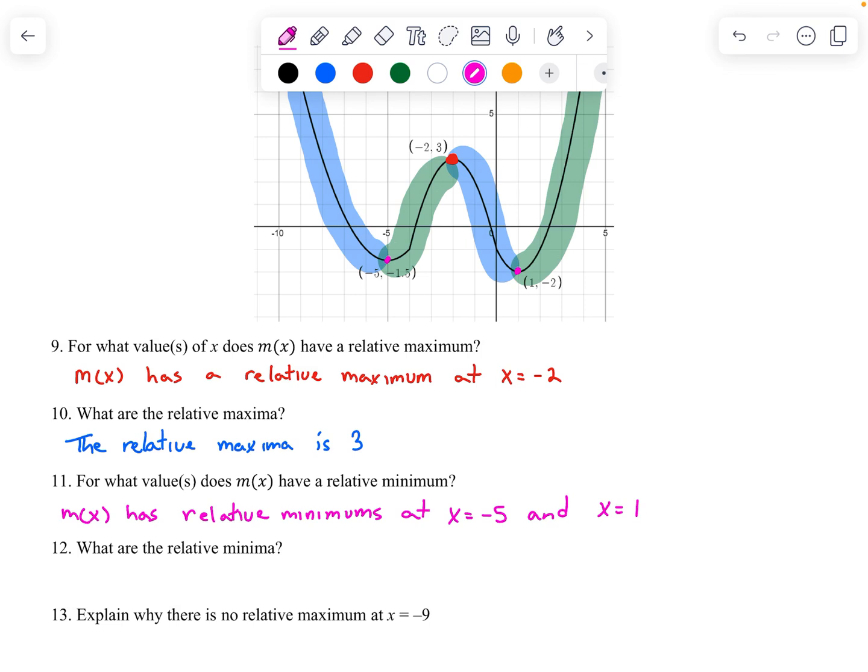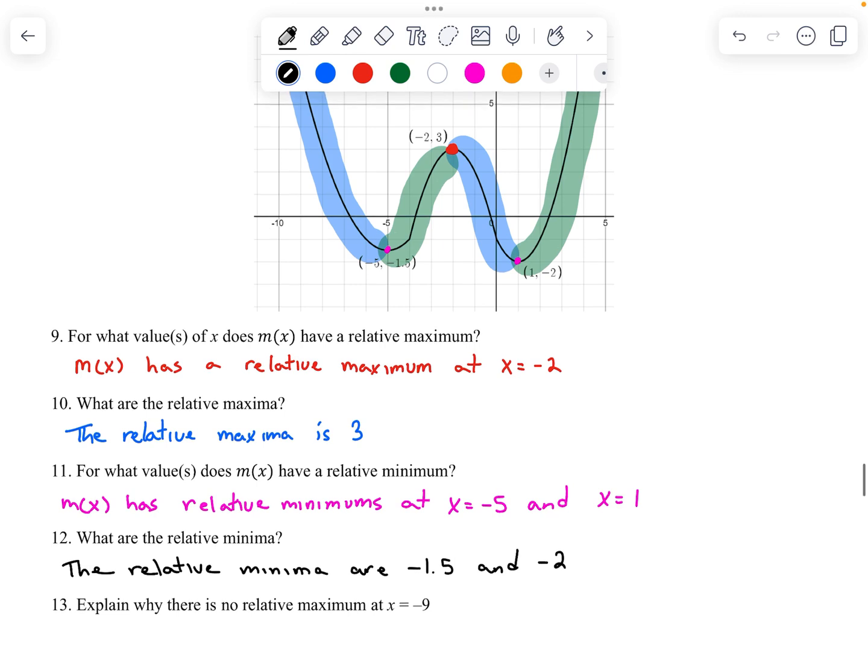And what are the relative minima? Well, those are going to be the y values of the coordinates. So in this case, the relative minima are -1.5 and -2.